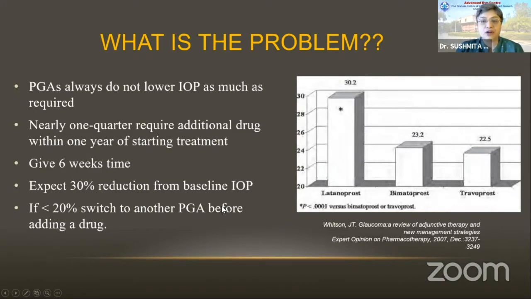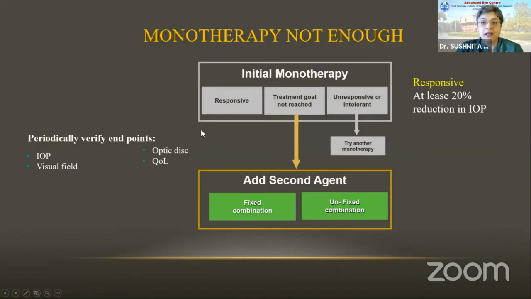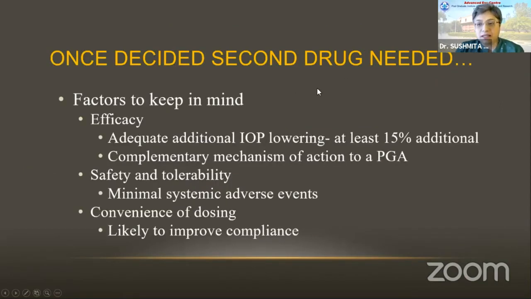If a PGA does not reduce pressure to at least 20 to 25% from baseline, switch within the class before adding. Now, if you've done that and it's at least 20% reduction and yet it's not what you want it to be, then the treatment goal is not reached, and then you need to add, whether it's fixed or unfixed. Once you've decided that a second drug is needed, the factor to keep in mind is efficacy. You need adequate additional lowering, at least 15% additional, over and above what you had with your 20%, and a complementary mechanism of action to a prostaglandin analog makes sense.